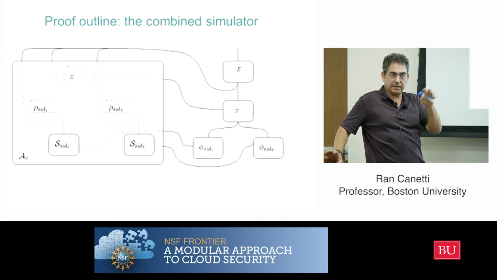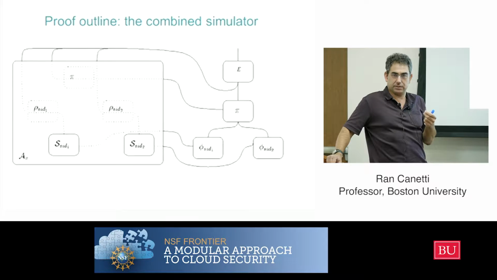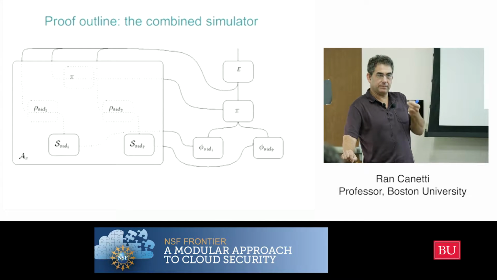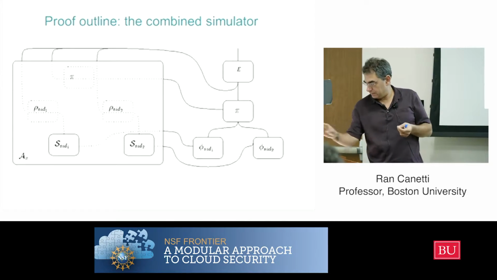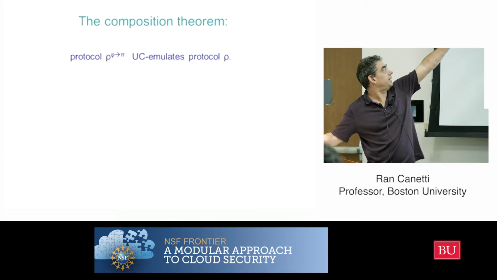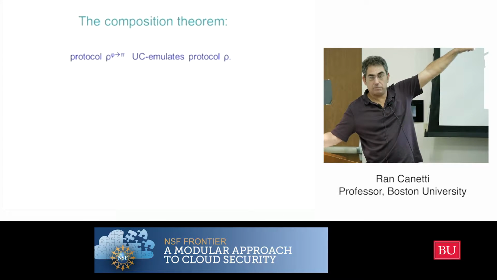Once you've got the setup right, the proof is really nothing much. It's the natural thing you would need to do. There's no rocket science here. So what you have is a protocol ρ that is π with φ replaced with π, and you want to show that it securely realizes the protocol ρ.